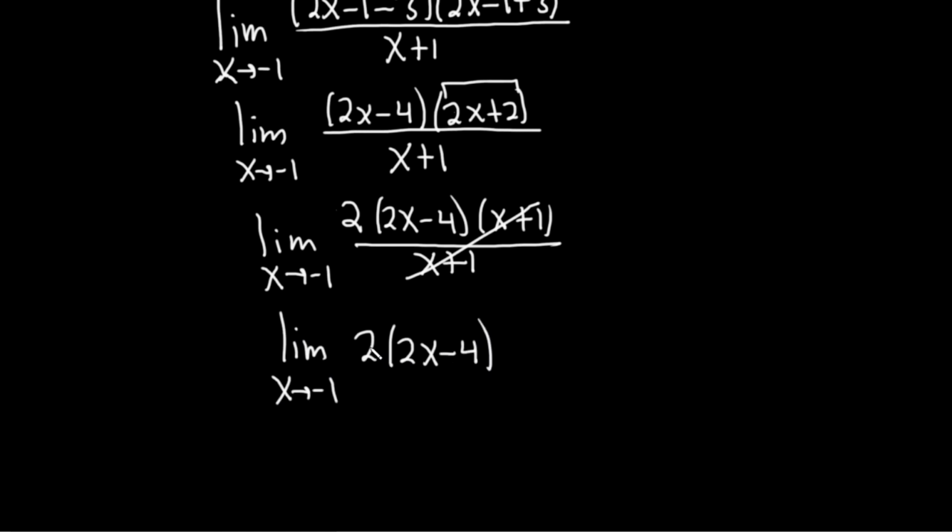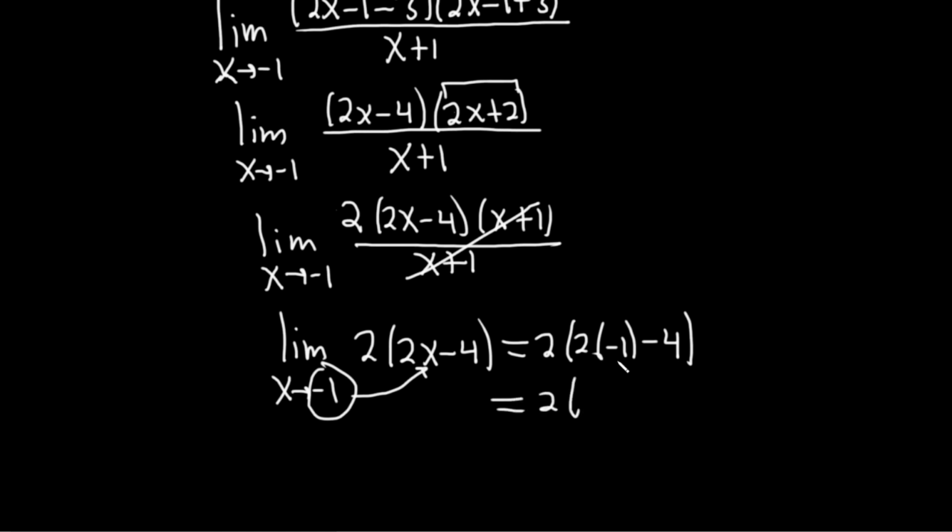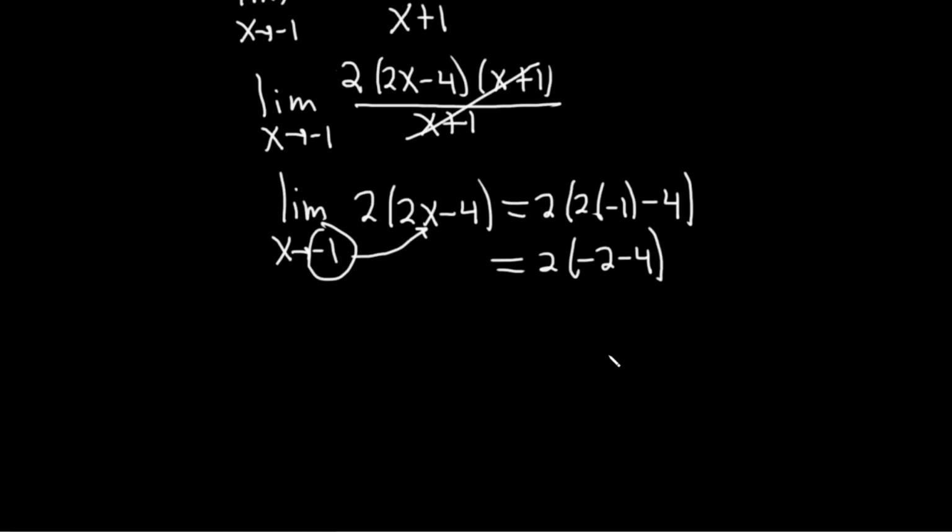So at this point, you're in a really good position, right? You can actually plug in the number. So we're going to take this and plug it in. We're no longer dividing by 0. So when you do that, you drop the limit sign. So this is 2 times, and then replace the x with -1, minus 4. So this is equal to 2 times, -2 minus 4. So this is equal to 2 times -6. And so the answer here is -12. That would be the final solution to this problem.